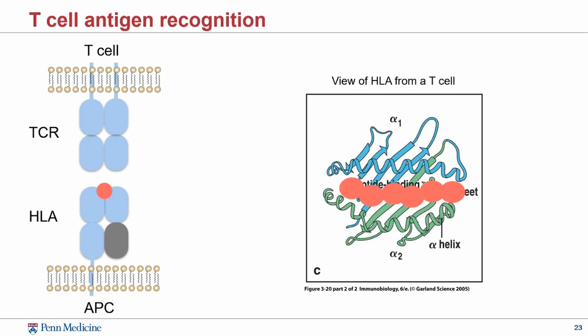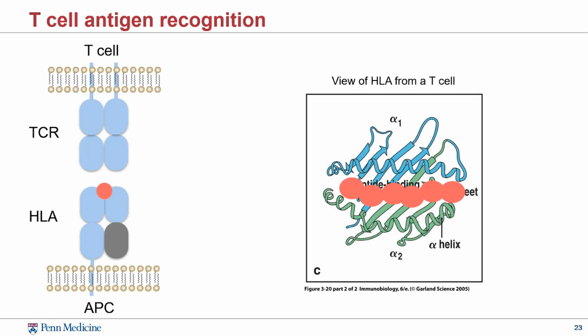A peptide is a small piece of a larger protein. What I'm showing here is a bunch of amino acids that came from this larger piece of a protein. And this is essentially what a T cell is going to see when it determines if something is self or non-self.